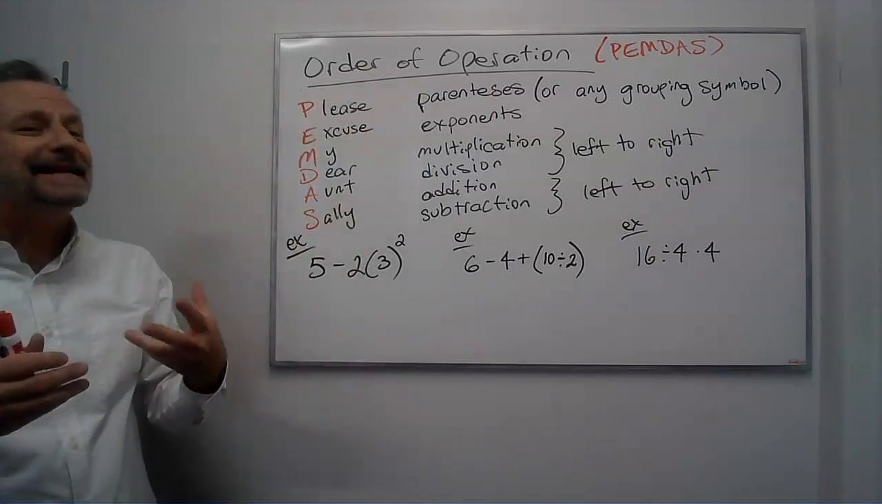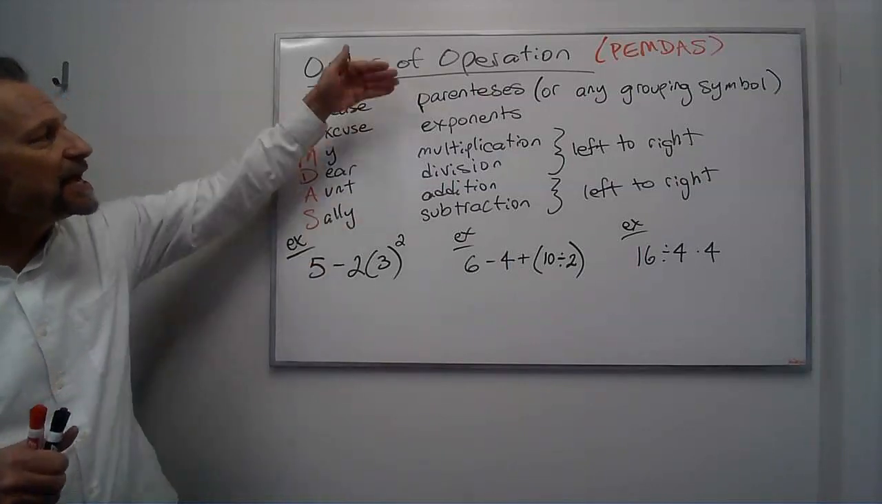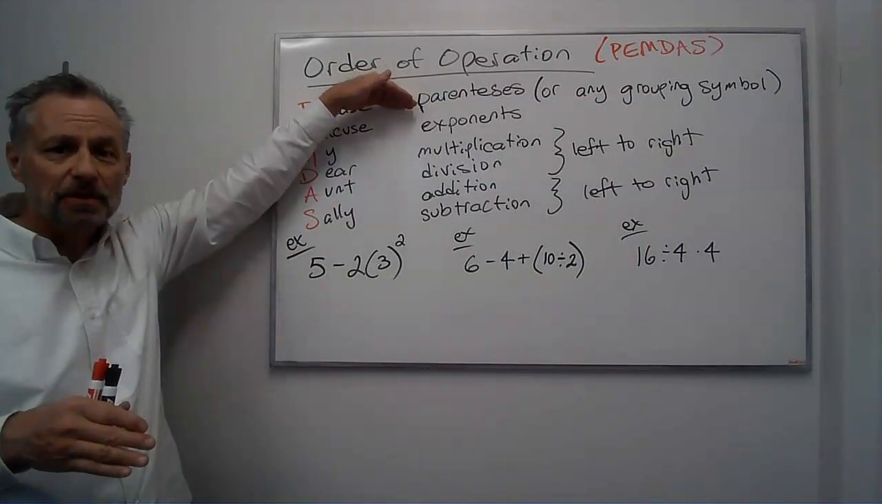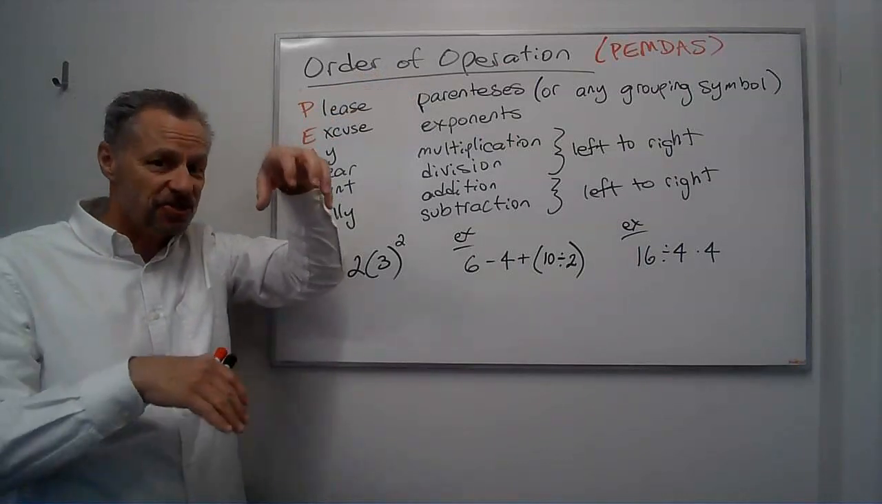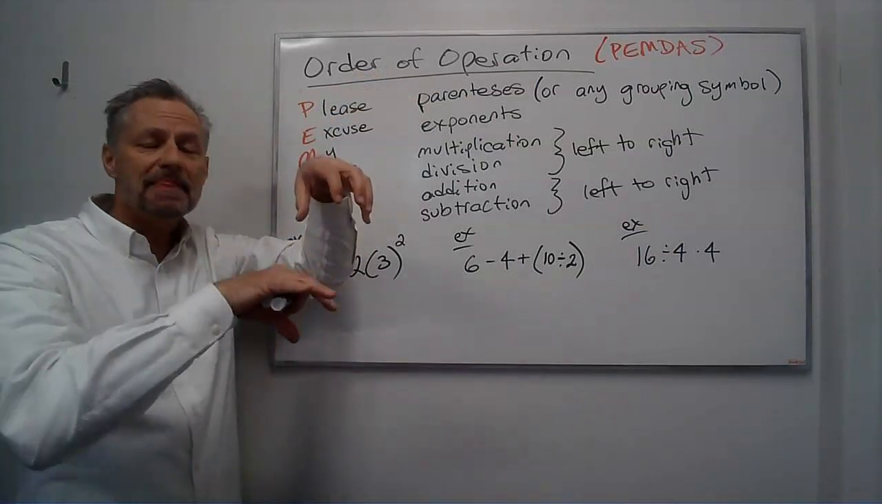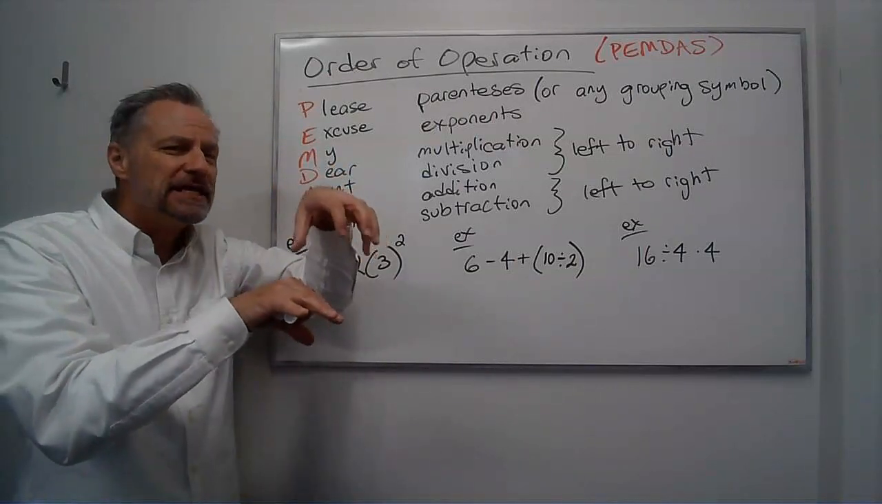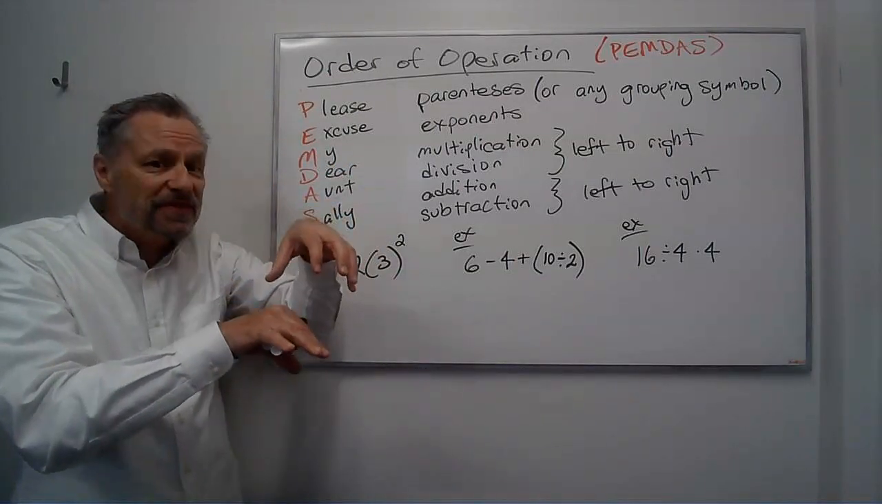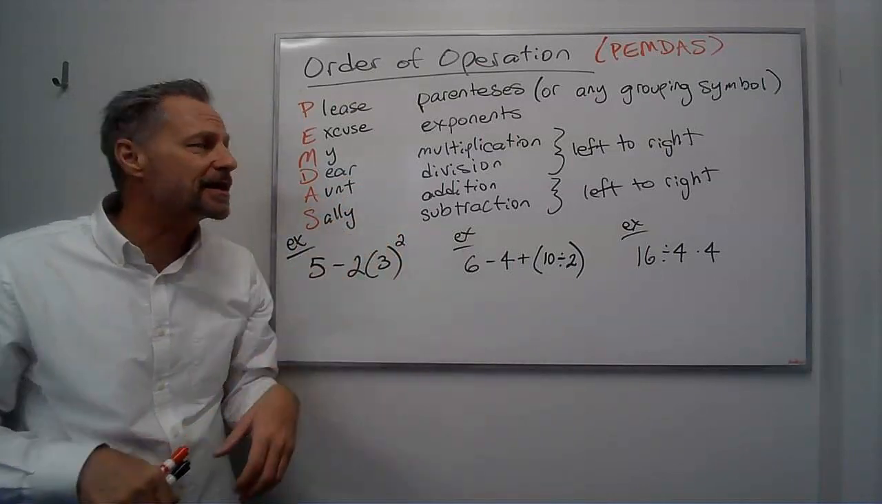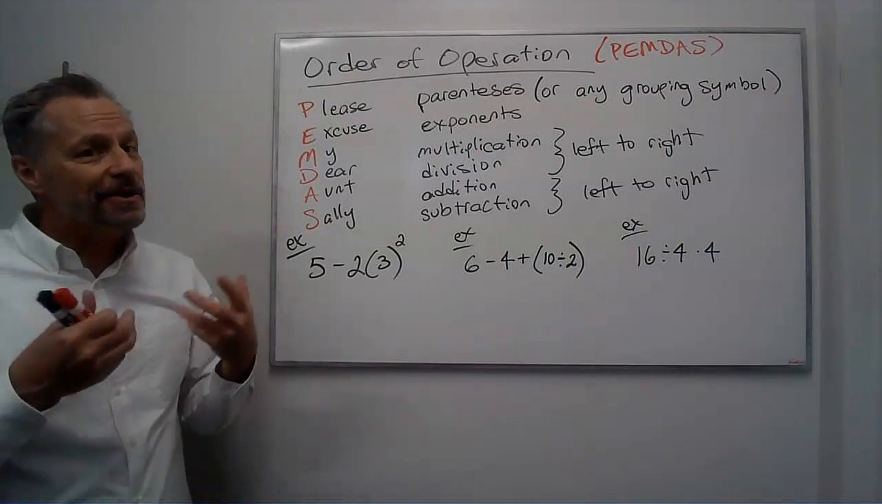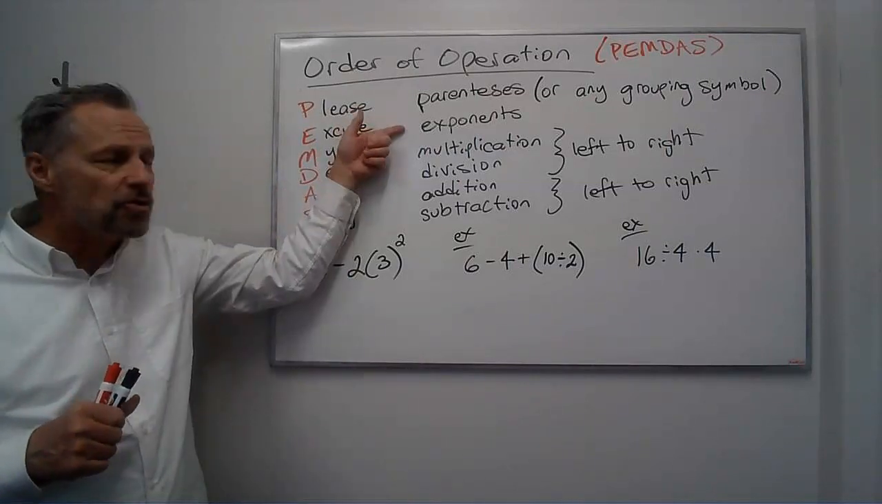PEMDAS. Now, what you have to be careful of is you're going to do everything in the parentheses first, or any grouping symbol. If you have a fraction, consider the top, the numerator, and the bottom, the denominator, as separated, so those are grouped together also. Even though you don't see a parentheses or a bracket or a brace or anything, numerator and denominator fit into this first area, the parentheses. Then you do all the exponents.